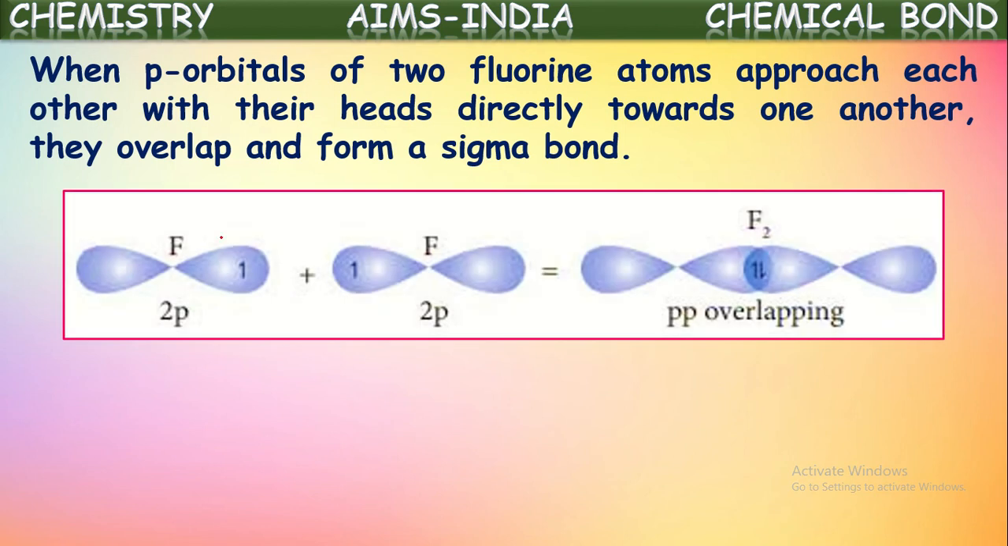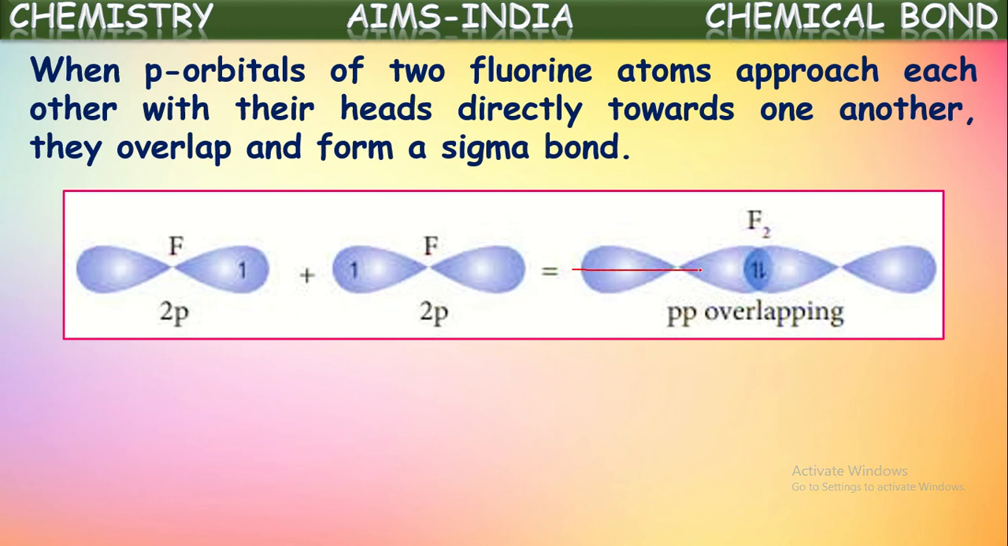So this is one fluorine atom which has one unpaired electron in its 2pz orbital. This is another fluorine atom having, in the same way, one single electron in its 2pz orbital. When these two fluorine atoms approach each other, they form a single bond which we call a sigma bond. This overlapping is called PP overlapping.